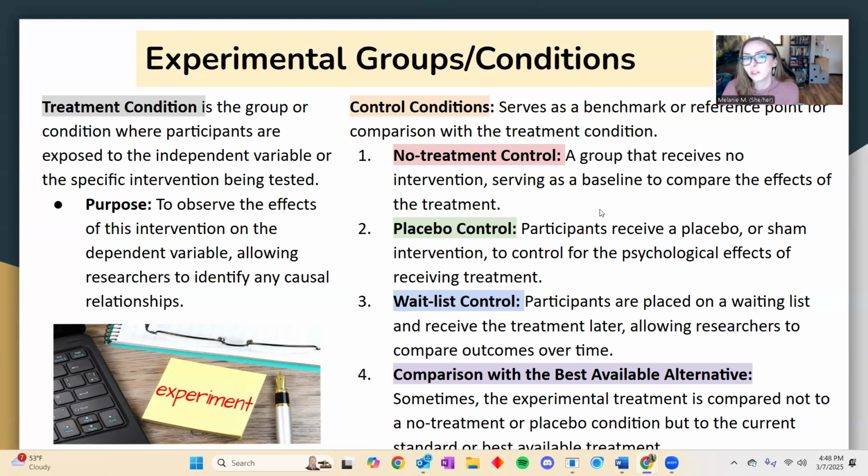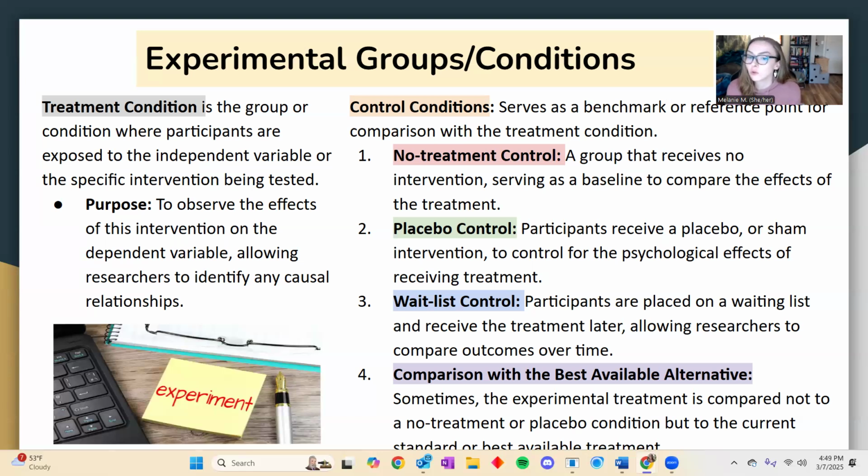So one is called a no treatment control. This is a group that receives absolutely no intervention. So we don't mess with them at all. We keep it as natural as possible to whatever that particular research design is. A placebo control is when participants receive a placebo or a sham intervention that they believe to be real, and we're controlling for psychological effects while receiving the treatment. I'm going to give an example of all these in a second, so hold with me.